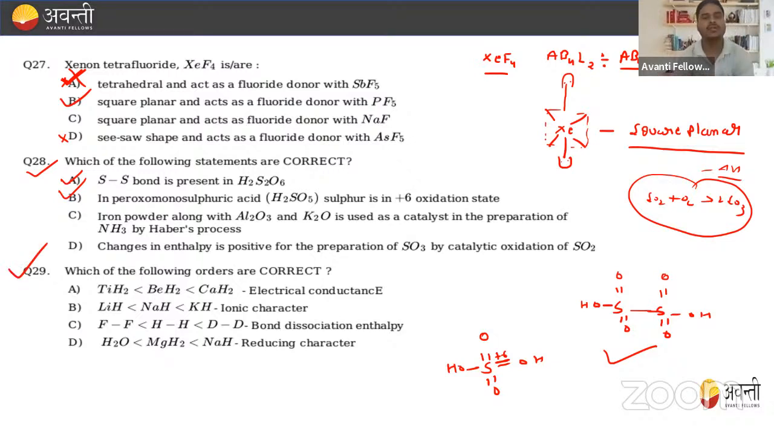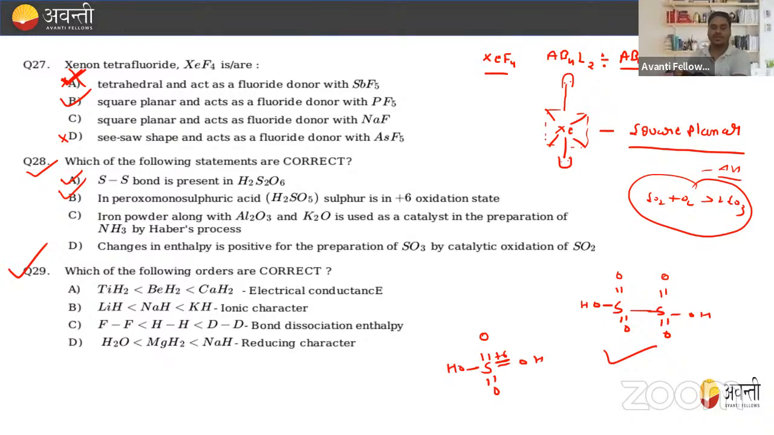So this question is from the hydrogen chapter, right? Which of the following orders are correct? The order is like BeH2, MgH2, CaH2. So these all are the saline or ionic hydrides of group 2. So we know that group 2 has beryllium, magnesium, and calcium.